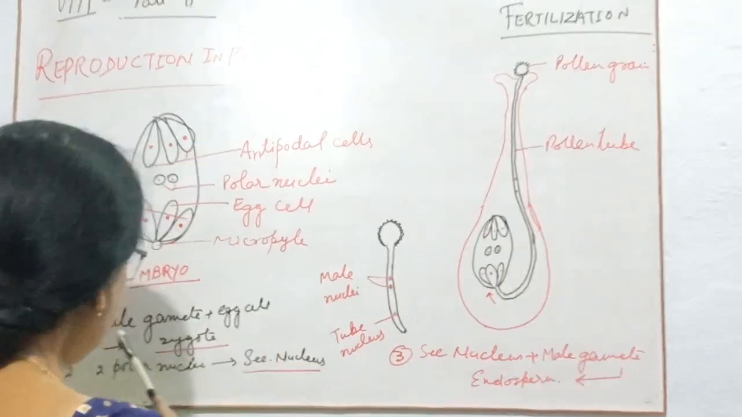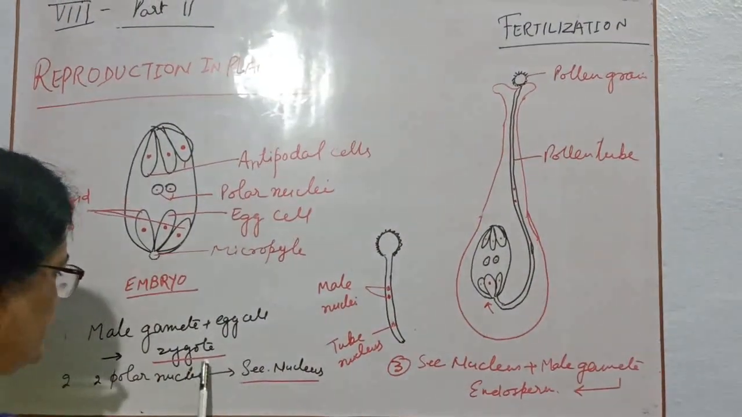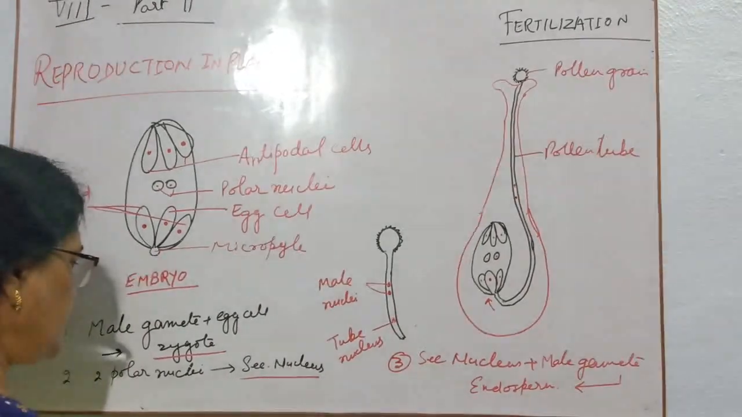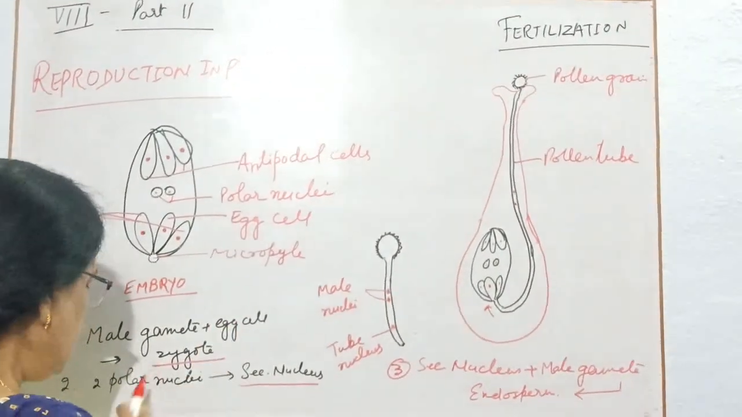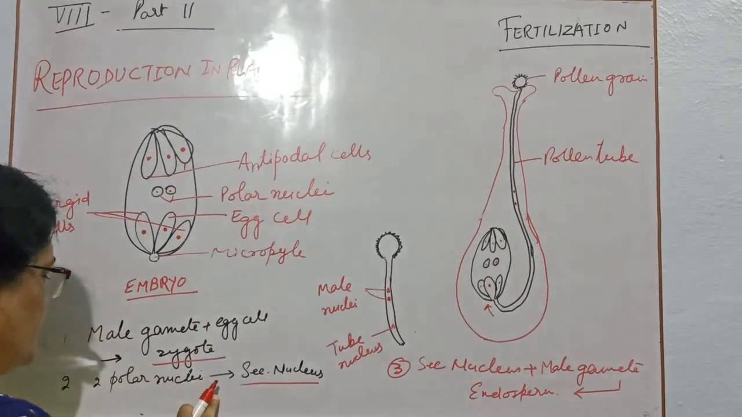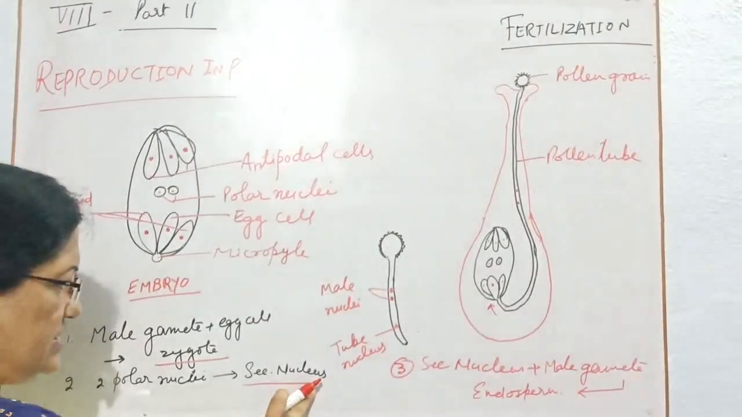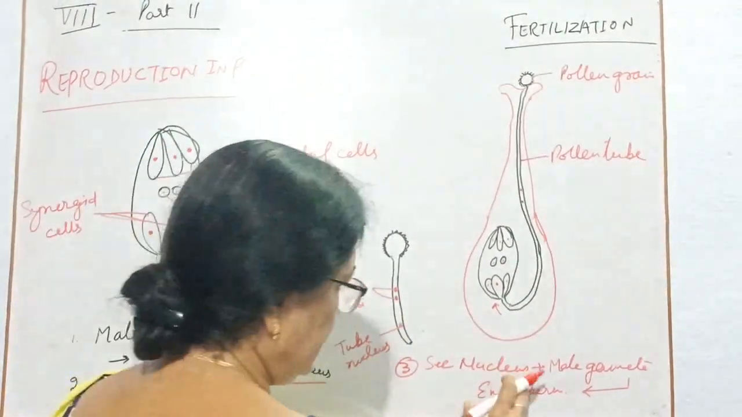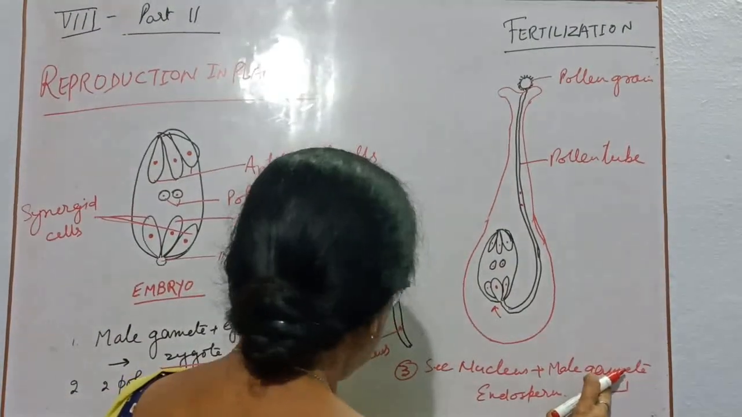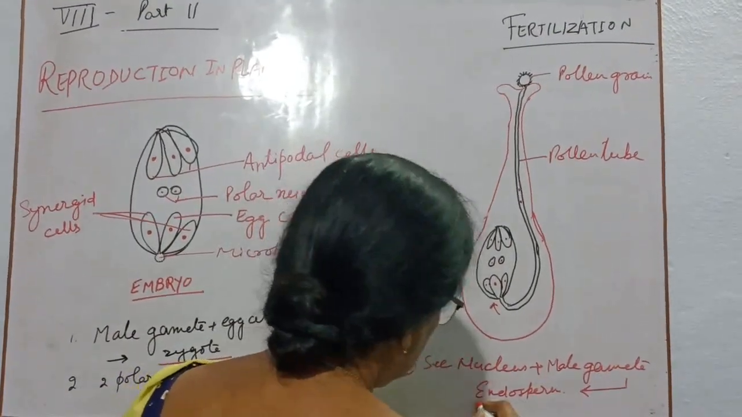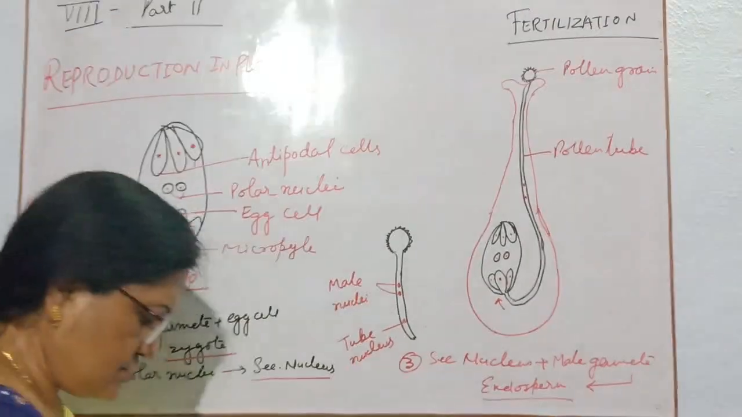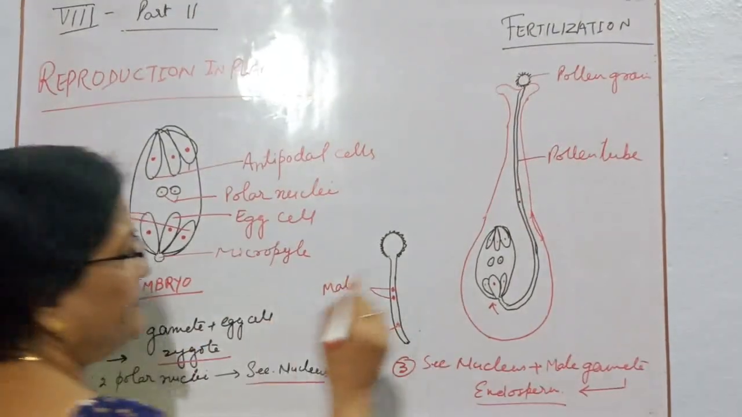So there are three types of fusion. One is the male gamete plus the egg cell, which will form the zygote. Second, the two polar nuclei will form the secondary nucleus. And third, the secondary nucleus along with the male gamete will form the endosperm. So this is the third fusion. So there is triple fusion.